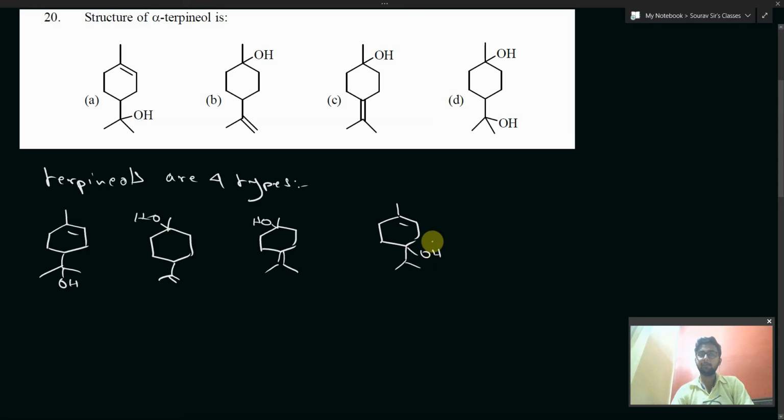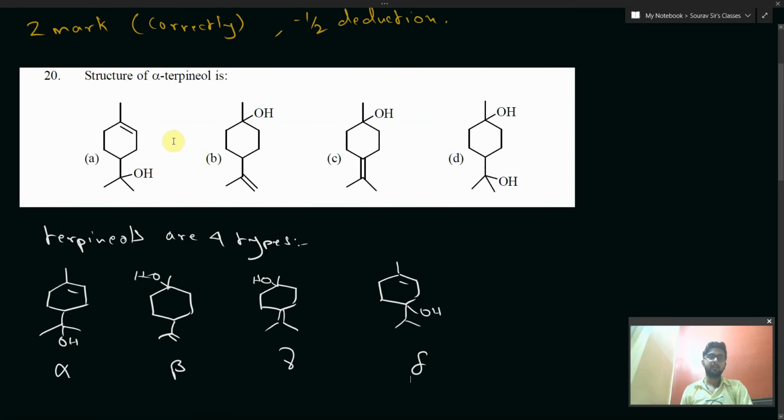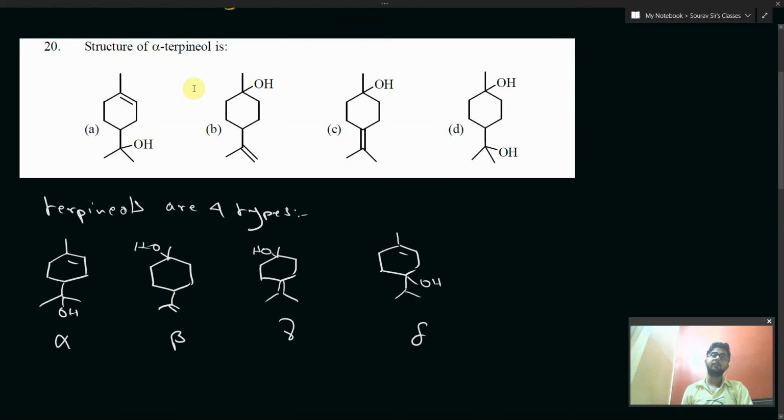These are the 4 terpineols which exist normally. This one is known as the alpha, this one as the beta, this one as gamma, and this one as delta. The question requires the structure of alpha terpineol, and as I mentioned, this one is the alpha. You can compare it in the options: option A is the option which we have drawn in the alpha case. So option A here would be the correct option.